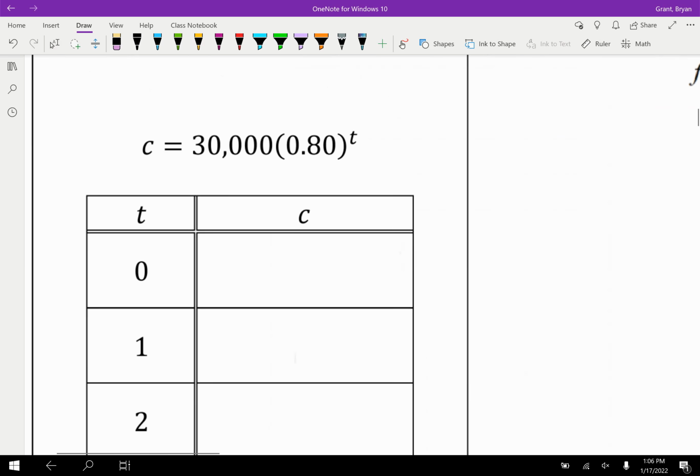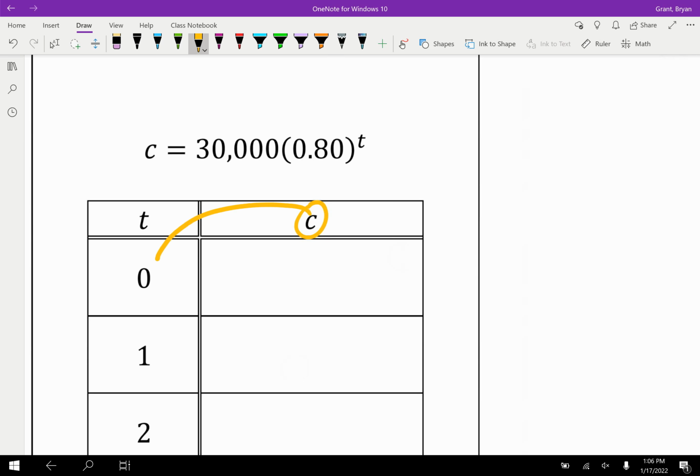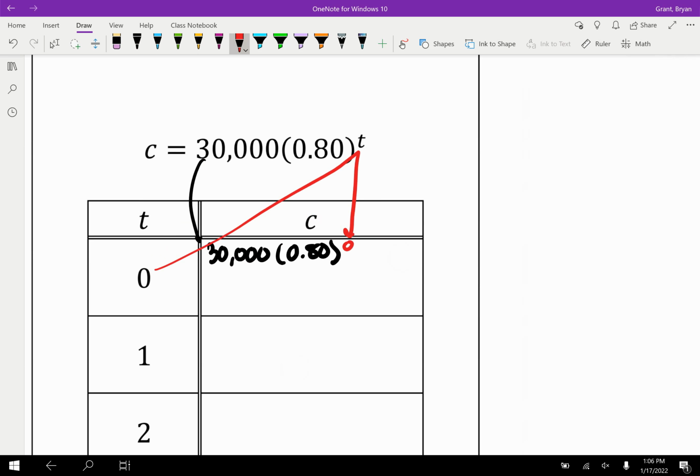In order to find the cost of this car after 0 years, and that actually means when you bought the car, we need to take our equation and do 30,000 times 0.8 to the, and instead of t, notice that 0 is the t, so we're going to replace the t with 0. That's something you should be able to type into your calculator. And if you do that all correctly, you're going to end up with 30,000.